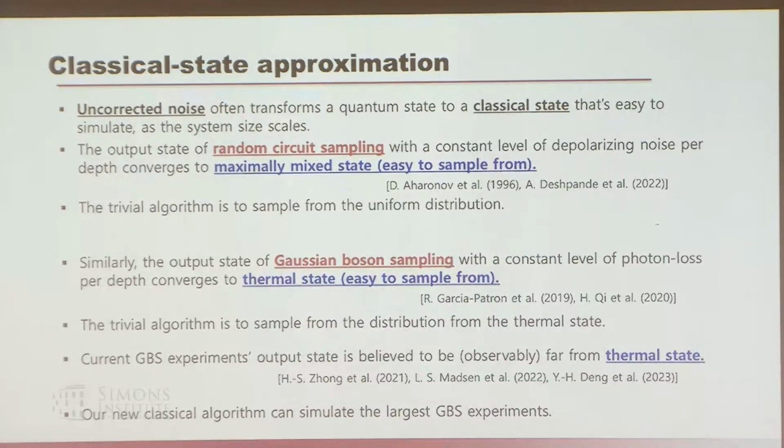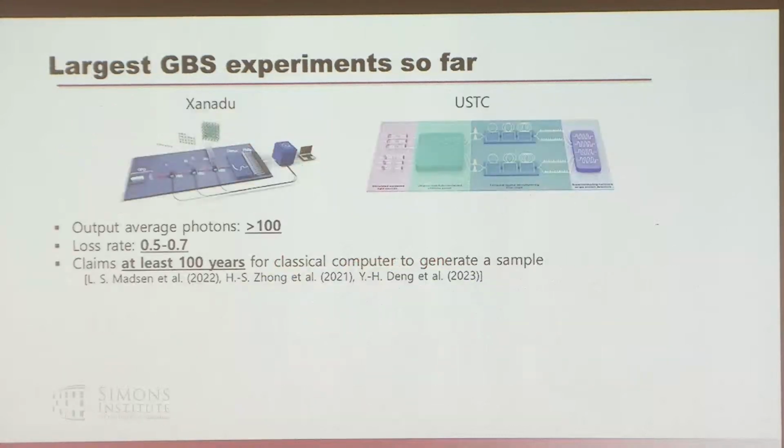So then what is the largest Gaussian boson sampling experiment so far? There are two different types of experiments. One is from Xanadu, and the other is from USTC. The details of the difference are not very important, but both experiments reported that they outputted over 100 photons on average, which is quite a large experiment in quantum optics. And the loss rate in the circuit was over 50%, as I mentioned. So even though the loss rate was this high, they still claimed that it would take at least 100 years, even if you use the largest supercomputer available now.